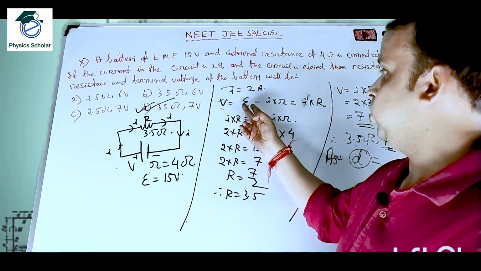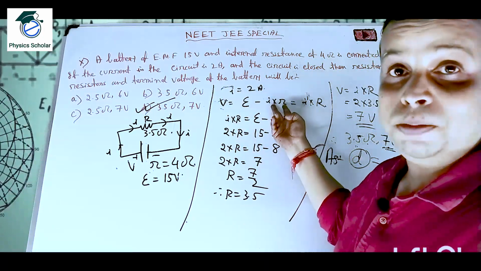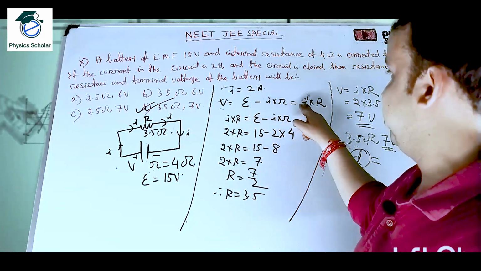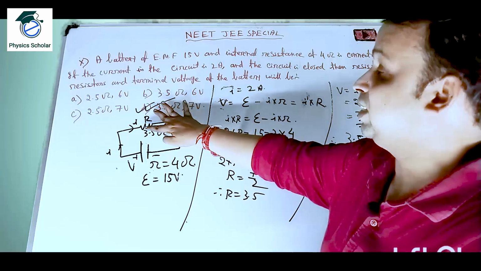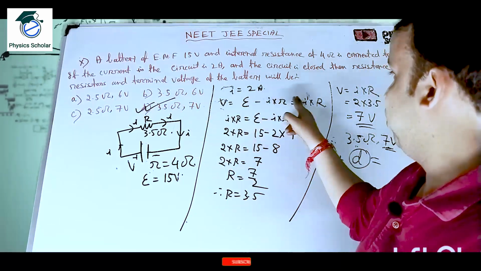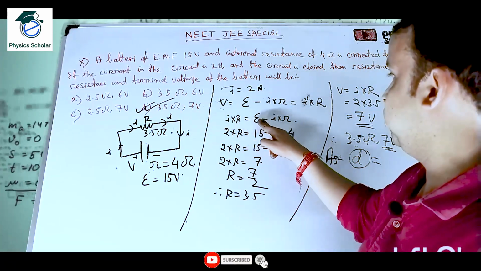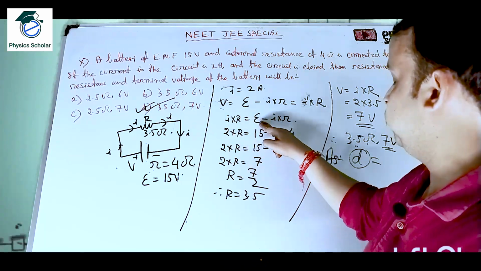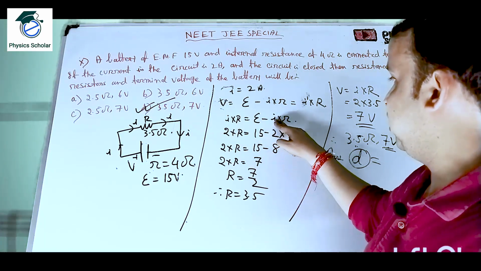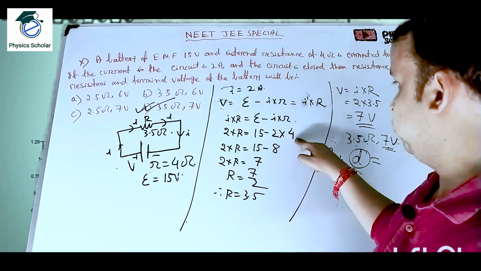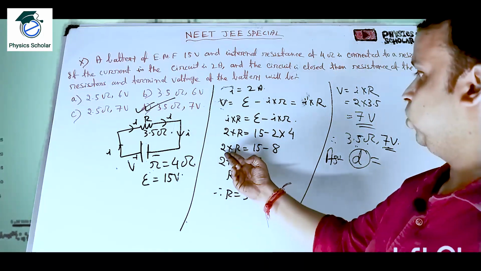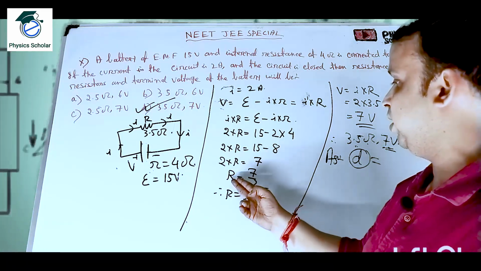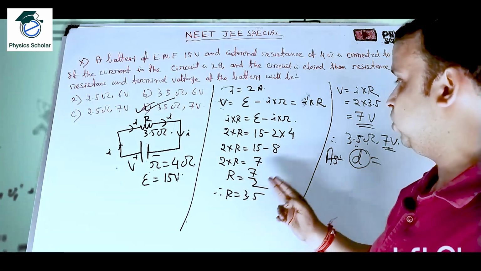So voltage is equal to EMF minus the voltage drop due to the internal resistance of the battery. So the EMF is equal to I into capital R, where capital R means the external resistance of the circuit. So I into capital R is equal to eta minus I into small r. So 2 into capital R is equal to the EMF of the battery, 15, minus I into r, which means 2 into 4, the internal resistance of the battery. Clear? So 2 into capital R is equal to 15 minus 8, which is 7. So R is equal to 7 by 2. So R is equal to 3.5.